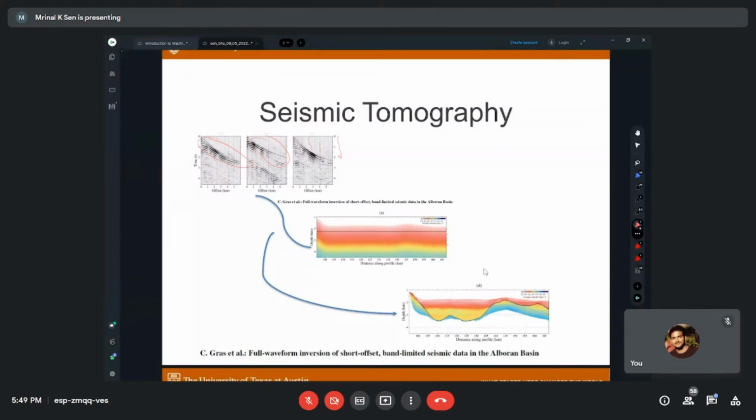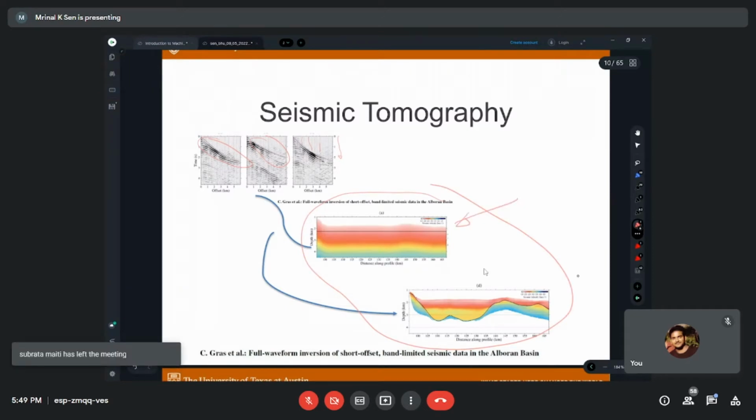These picked travel times were then used to estimate a velocity structure. This is the velocity that was derived by locally 1D, say NMO, and this is what one obtains by tomography. This is the result of tomography, and that shows that there is a basin kind of structure here.